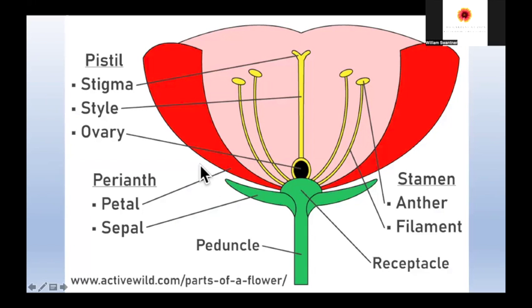So here is our diagram. Female stigma. Here's the style, and here is the ovary. And here's the petal and the sepal. All right, on the male side, it's the stamen. Here is the anther, and here is the filament. So there you have male and female.